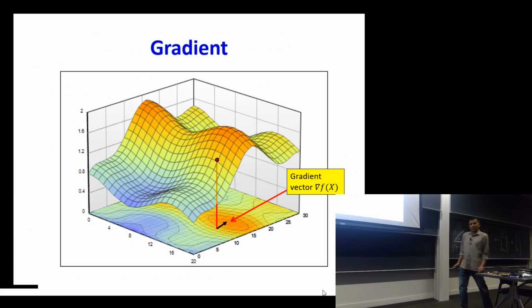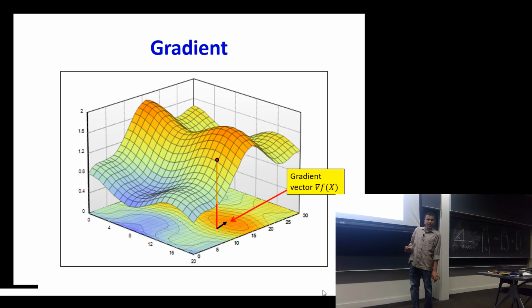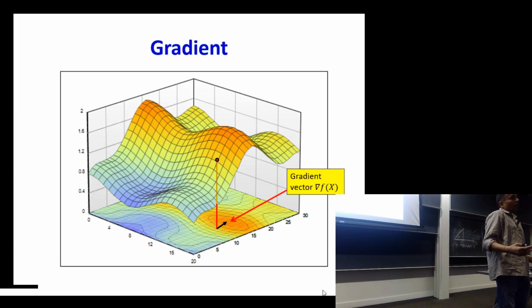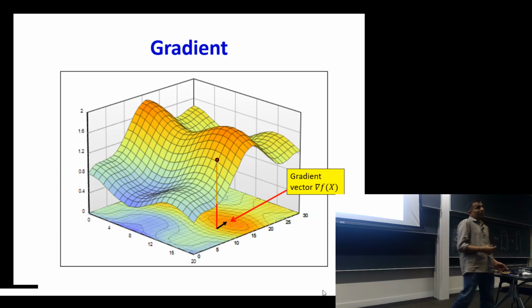So here, for instance, this is the plane over which the function is defined. If I'm over here, the gradient at this point is in this direction, which means that if you walk in this direction, the function is going to increase fastest. There are many directions in which you can walk for the value of the function to increase, but the gradient is the one direction where the function is going to increase fastest.